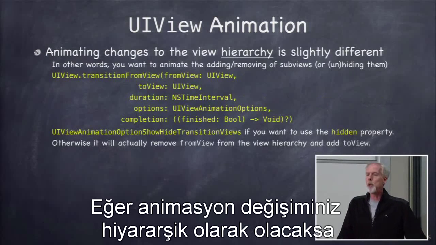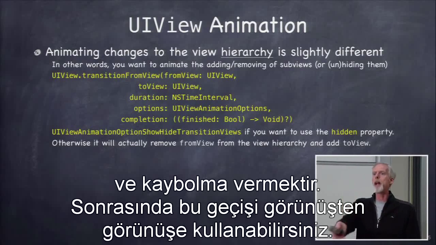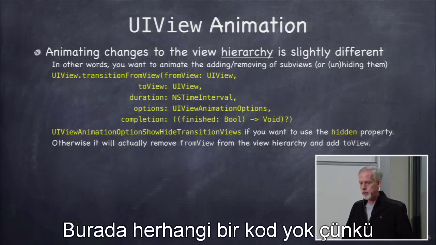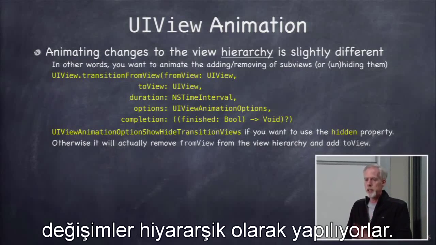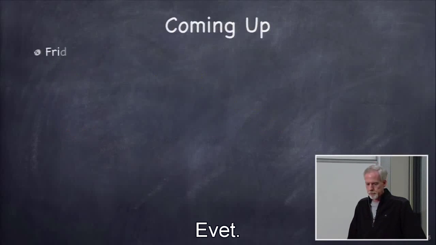If you're animating changes to the view hierarchy, like you're hiding views or removing them from the superview, and that's all you're doing, and you want them to flip over and go away, then you can use this transition from view to view. Otherwise, it's exactly the same. It's just for things that change the view hierarchy. So there's no closure there because the change you're making is changing the view hierarchy. You're not changing card is face up. You're actually changing whether the view is in the hierarchy anymore.